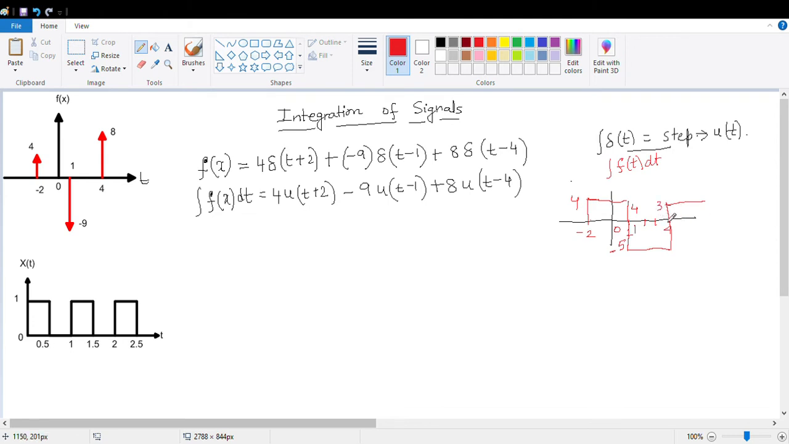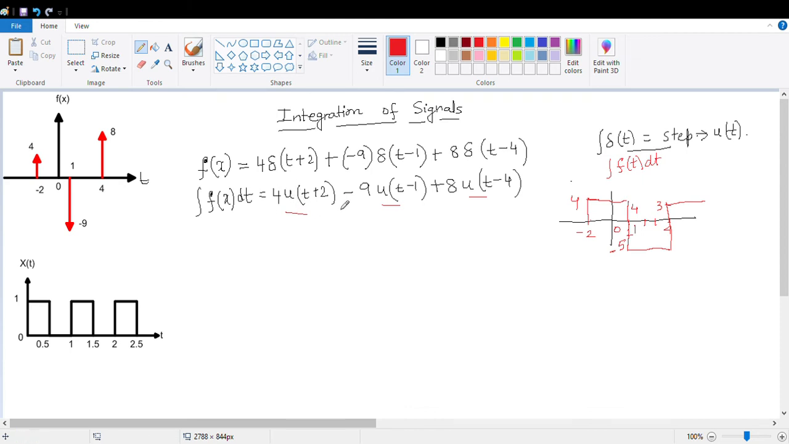So this is the integration of this signal. Now if there is any confusion, I can also make this by 3 diagrams: diagram 1, diagram 2 and diagram 3. So first I am doing the diagram of this. The resultant will be this. Look how I am doing.